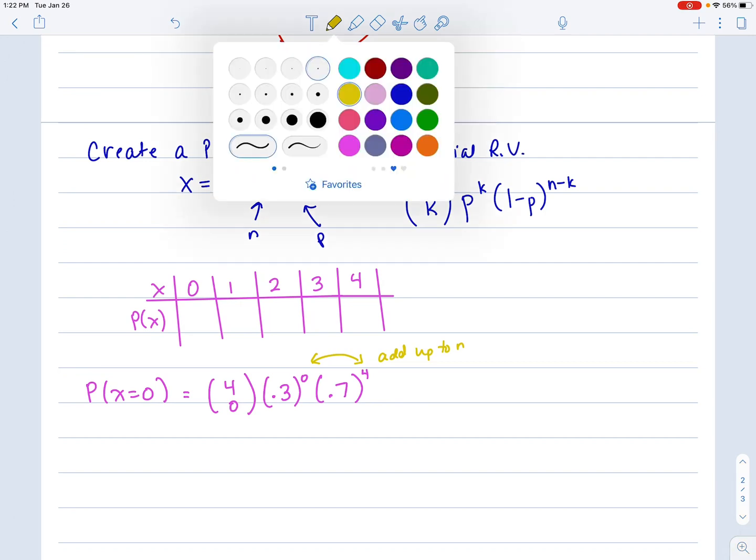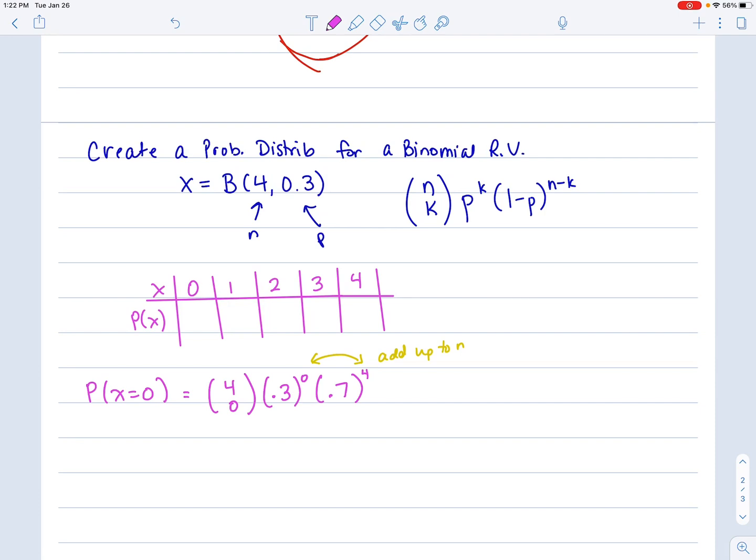All right, and to calculate the 4-0 in your calculator, you put in Math, PRB, or PROB, I think it says, number 3. And it's going to give you that little nCr. You're going to do 4C0. So if you put that in your calculator, you'll see it's 1. Anything C0 is 1. Just like anything to the 0 power is 1. So 4C0 is 1. Anything to the 0 is also 1. And then you can just do the 0.7 to the 4th power. And that's 0.2401. So the probability of x being 0 is 0.2401. So that goes in our table.